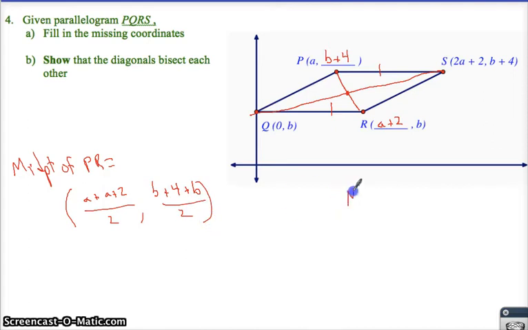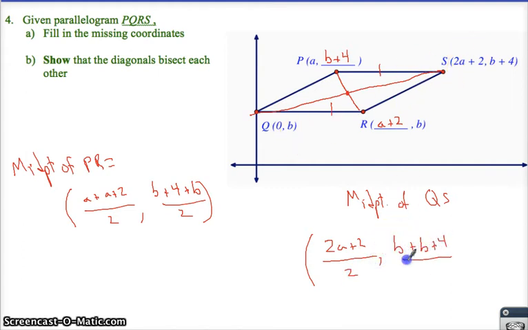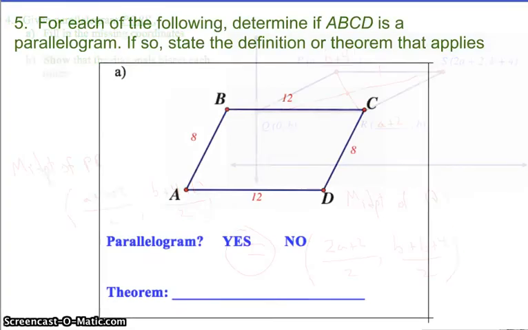And over here we're also going to find the midpoint of QS. And the midpoint of QS is 0 plus 2a plus 2 over 2. I'll just write that as 2a plus 2 over 2. And the y-coordinate is b plus 4 over 2. Wow, that looks familiar. Can you see these are the same? 2a plus 2 over 2 and 2b plus 4 over 2, they are going to be equal. I don't really want to simplify that. I can already tell they're going to be the same.